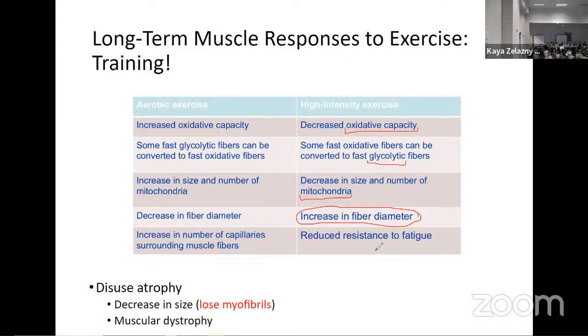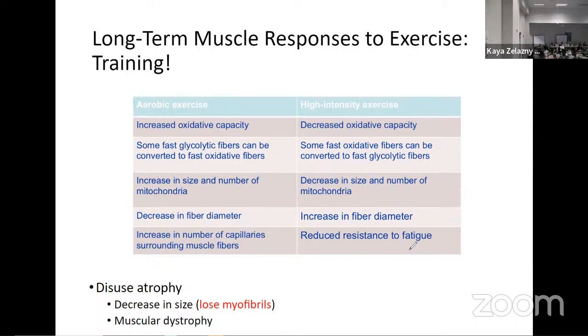Our other byproduct here is that we are less resistant to fatigue because glycolysis is less efficient and those glycolytic fibers fatigue faster. So this is why you see different effects sometimes depending on what type of exercise you are especially training for. The other way we see long-term muscle response to exercise is really a response to not using your muscle fibers. So muscle fibers do atrophy when you don't use them. You use it or lose it.